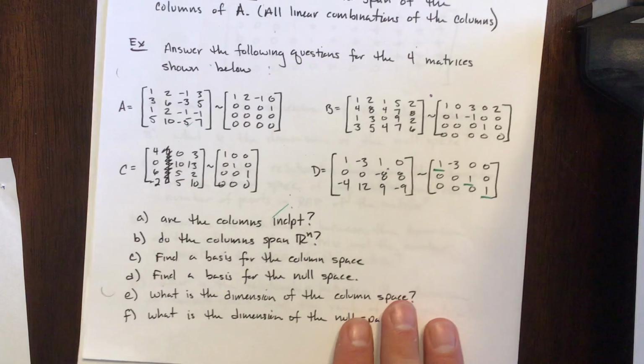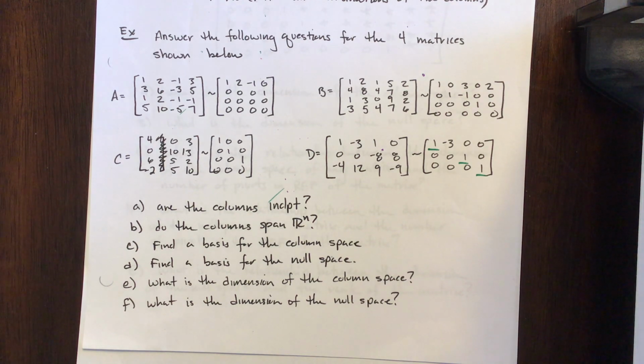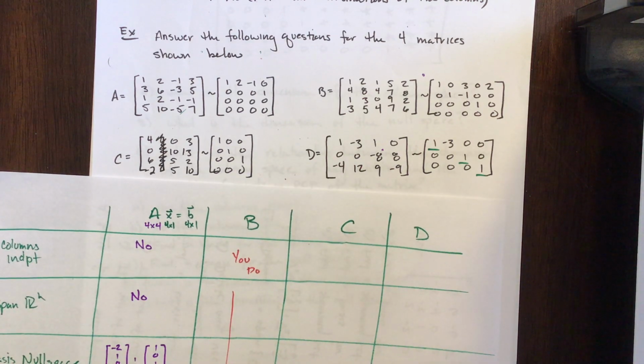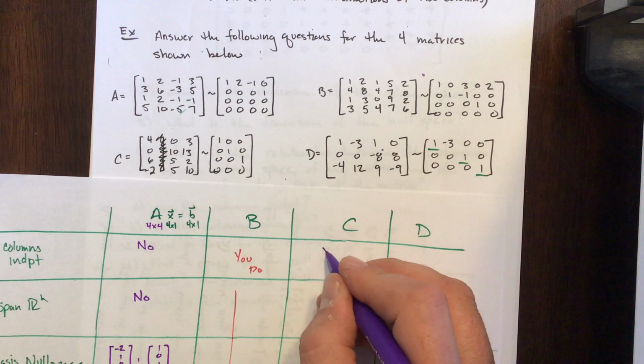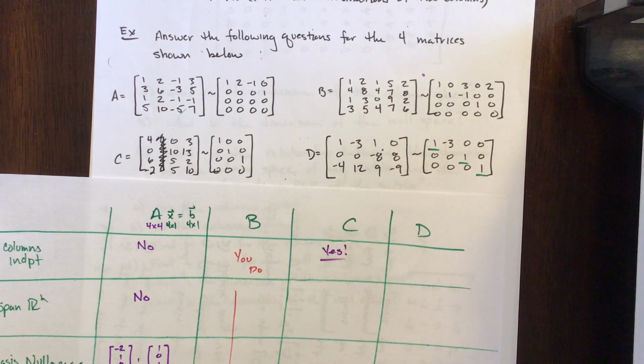Let's move on to matrix C. Okay, so you have 4, 0, 6, negative 2, 0, 10, 5, 5, and 3, 13, 2, and 10. Okay, go through the same list. Are the columns independent? Well, is there a pivot in every column? The answer is yes. So the columns of this matrix are linearly independent.